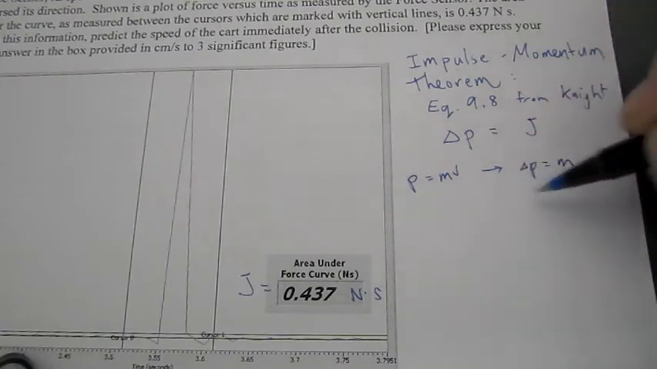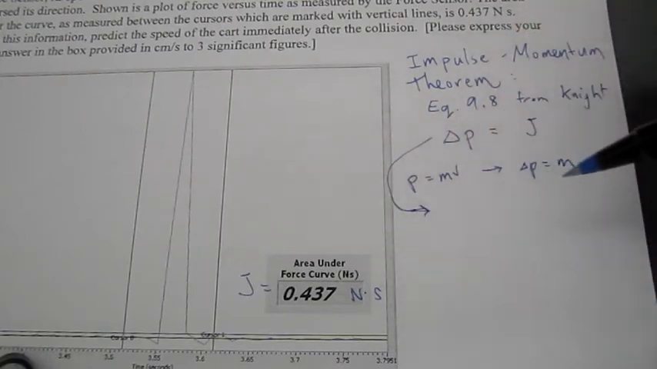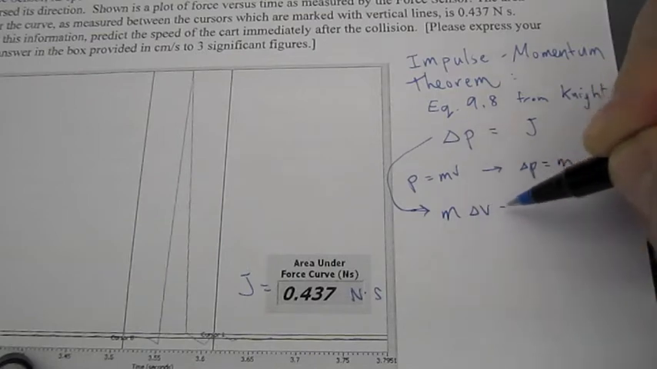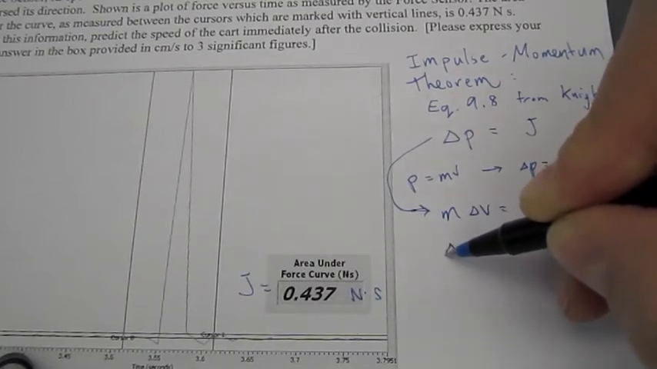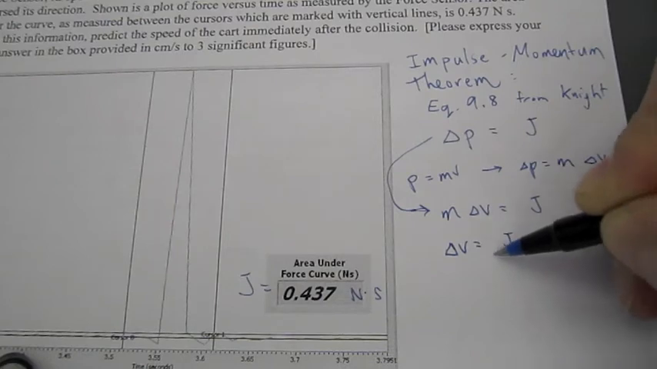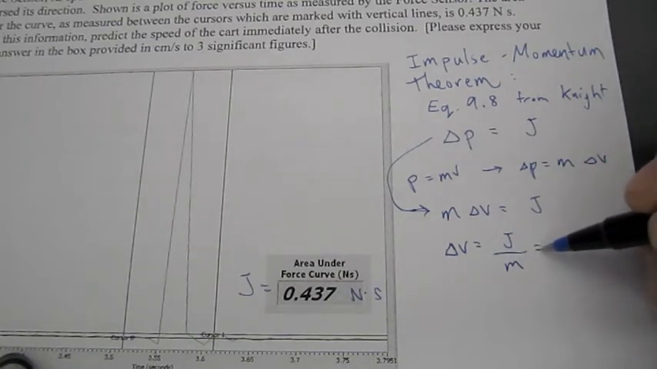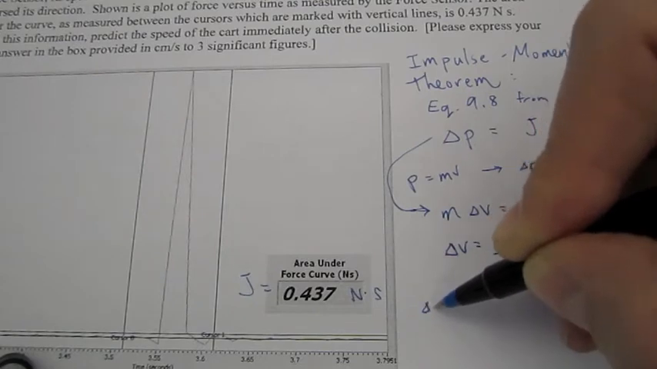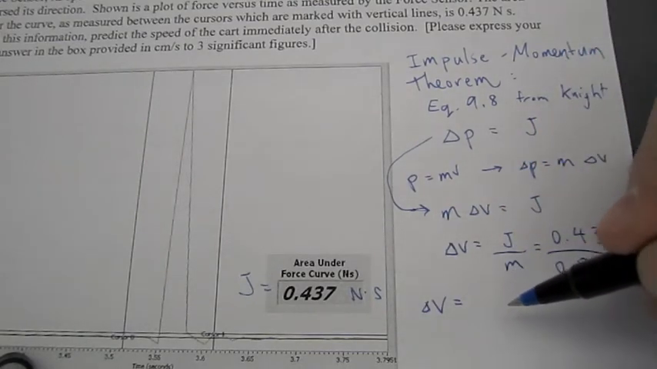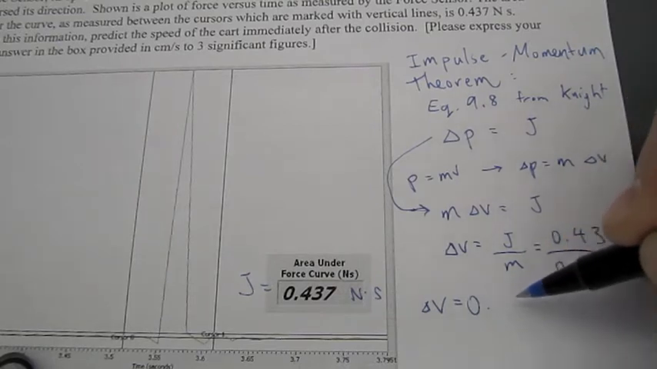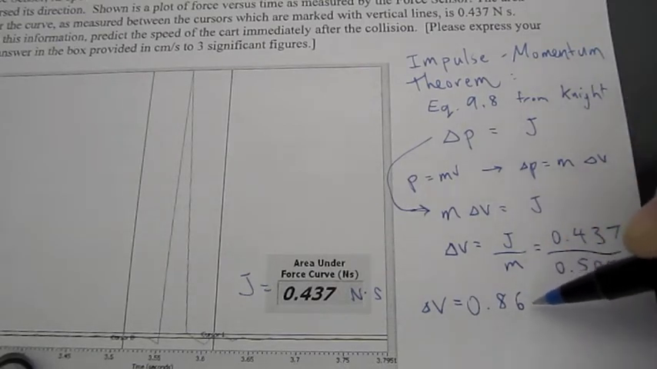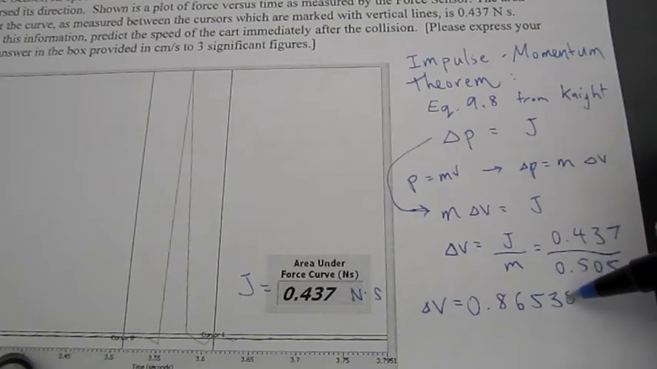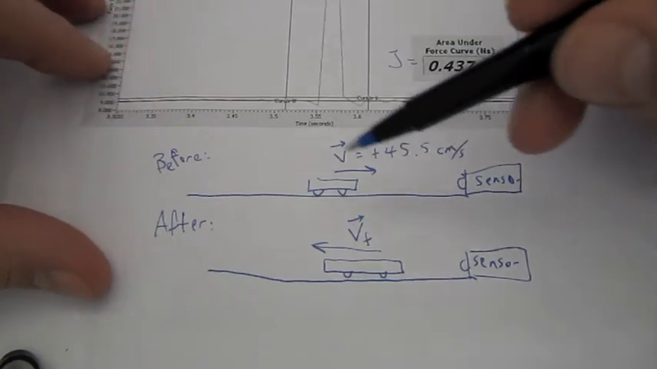So this equation just looks like mass times delta V is equal to J, so delta V is equal to J divided by the mass. So in our case we've got 0.437 divided by 0.505. Plugging that into my calculator, I get the delta V, change in speed, or the magnitude of it, is 0.86535 meters per second.